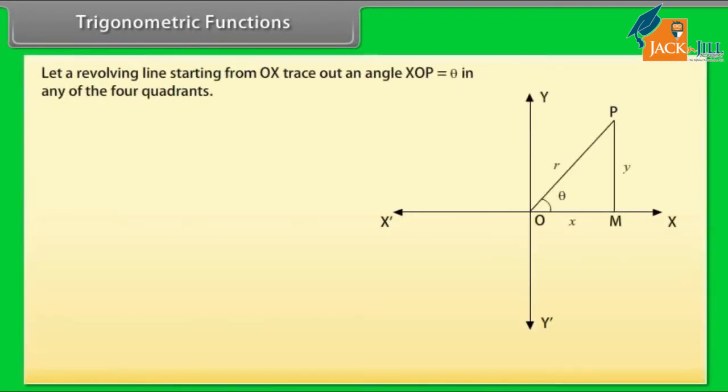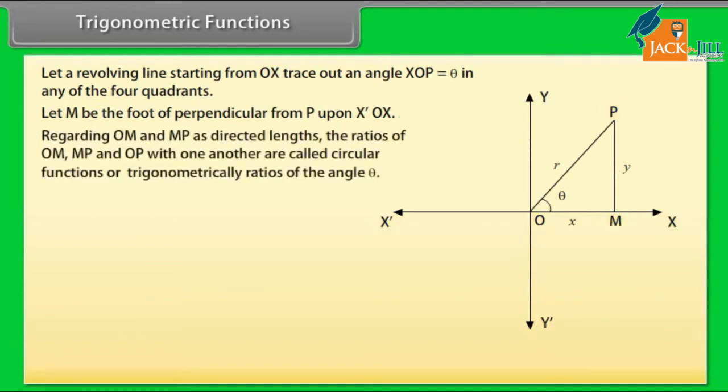Trigonometric functions. Let a revolving line starting from OX trace out an angle XOP equal to theta in any of the four quadrants. Let M be the foot of perpendicular from P upon X'OX. Regarding OM and MP as directed lengths, the ratios of OM, MP and OP with one another are called circular functions or trigonometric ratios of the angle theta. Let OM equal x, MP equal y and OP equal r.